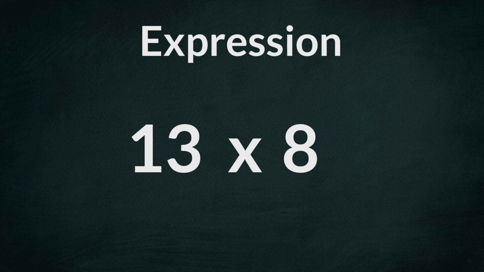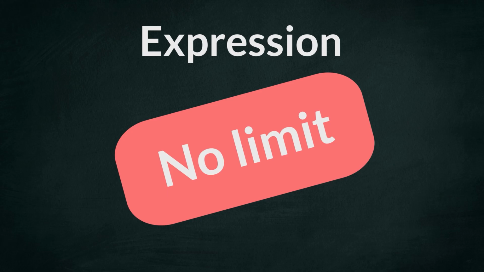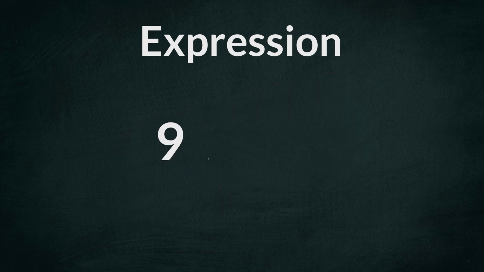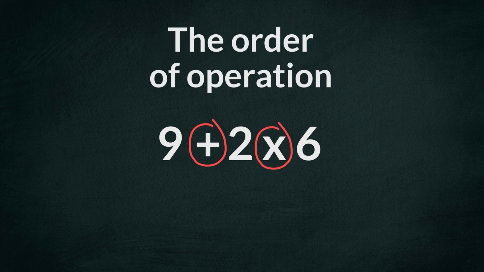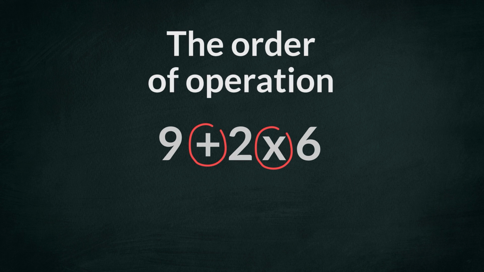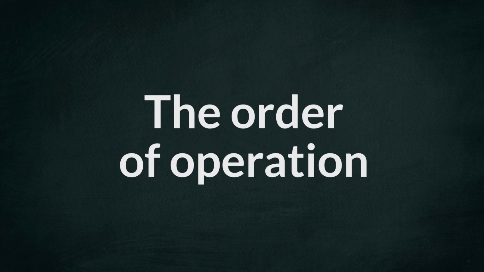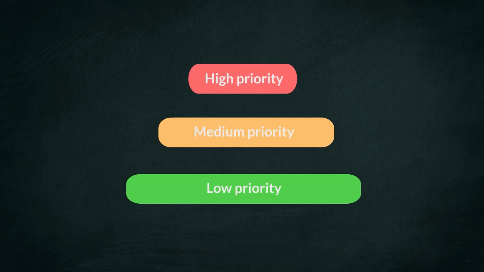And because an expression doesn't have a limit on how many operations or numbers it can carry, we can have an expression with more than two numbers and one operation. Like our previous problem, 9 plus 2 times 6. When we have different operations inside an expression like this one, we need to follow the order of operations. It's the rule that tells us what operation will be calculated first in an expression. In other words, the order of operations helps you know the level of priority in an expression.